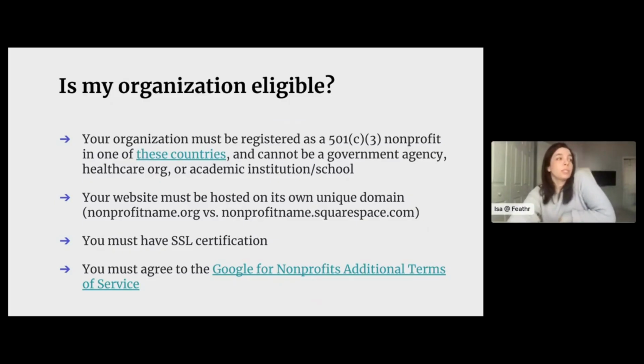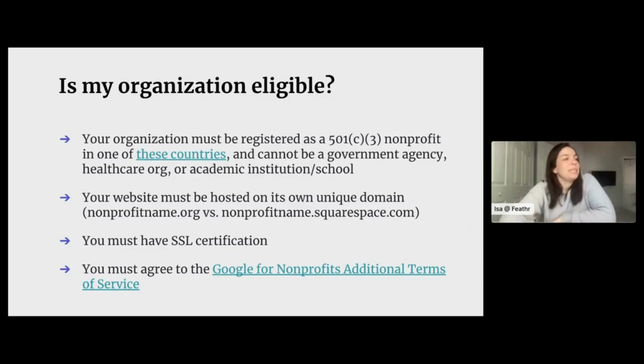A couple more stipulations here. Your website needs to be hosted on its own unique domain. Basically, this just means that your nonprofit needs to own the domain of your website. So if you're set up on Wix or Squarespace or something like that, and you have the name of that company in your URL, you can't use Google Ad Grant. But I think most of you would have your own domain for your nonprofit, so it's just nonprofitname.org or .com or whatever. Hopefully most of you have that type of website, and that box is checked.